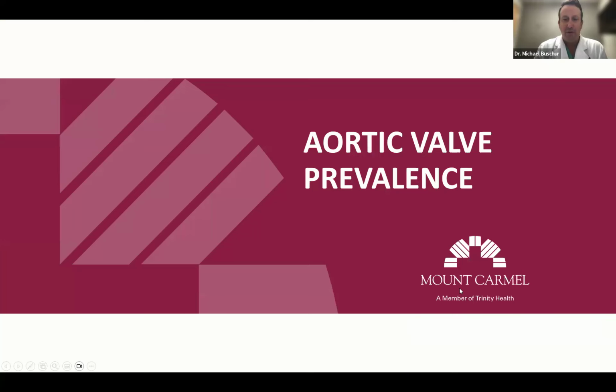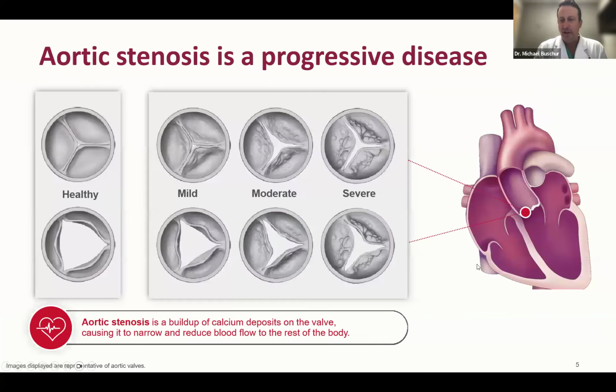In terms of aortic valve prevalence, the next slide will show you what the aortic valve is. So the red dot on the right is right where the aortic valve sits. The aortic valve connects the heart to the aorta. In aortic valve stenosis, the valve itself does not open fully.